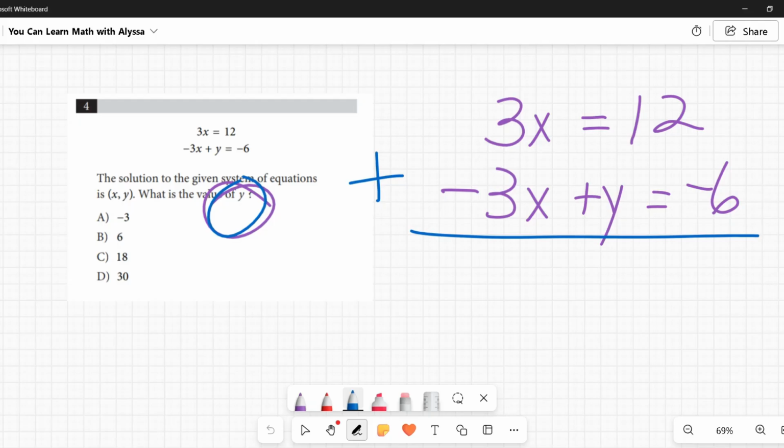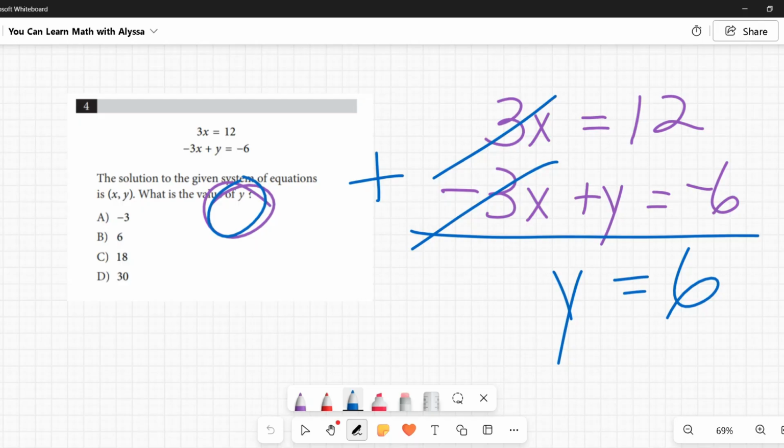So when I look at that, I go, wait a minute, those x's cancel right out. So if I add this together, 3x plus negative 3x is just 0. I'm just left with y on the left. And 12 plus negative 6 is 6. I've got my answer. y equals 6. This is why practice is helpful.